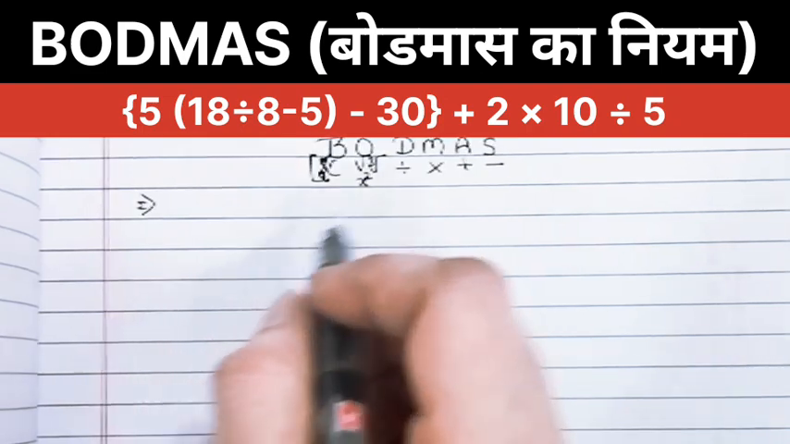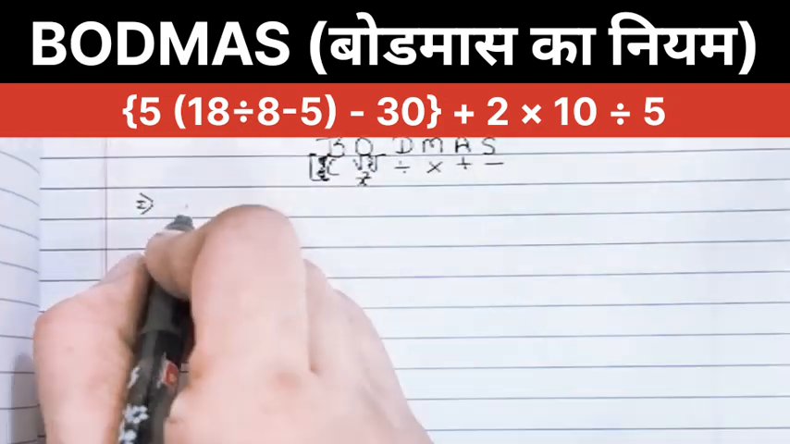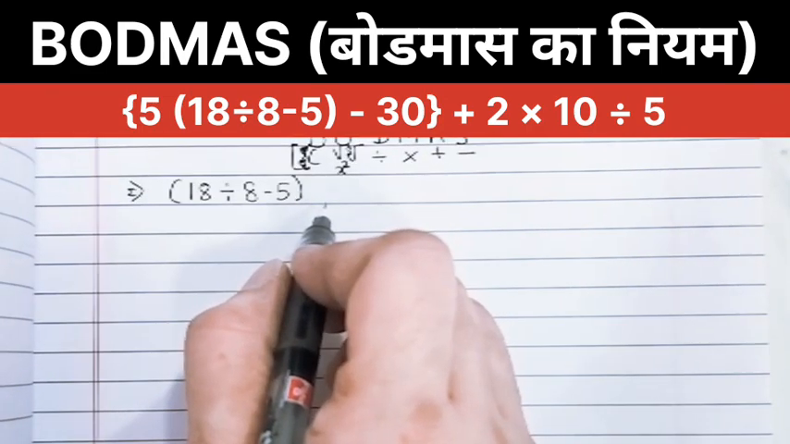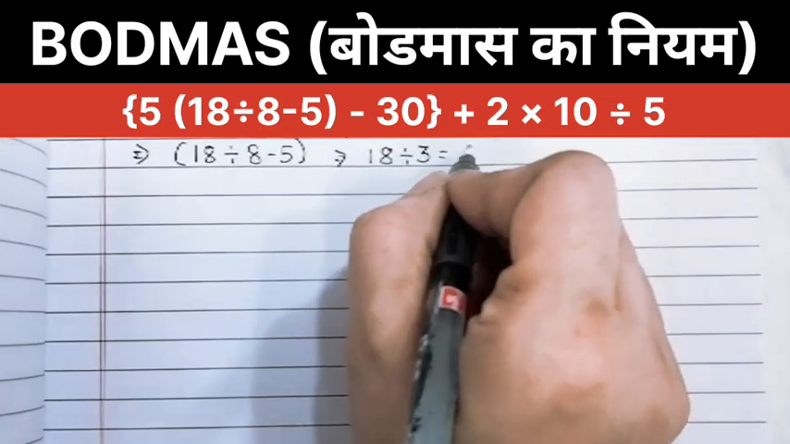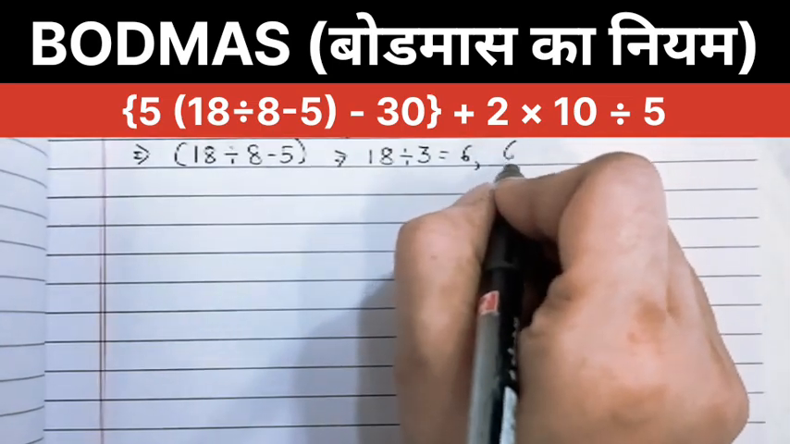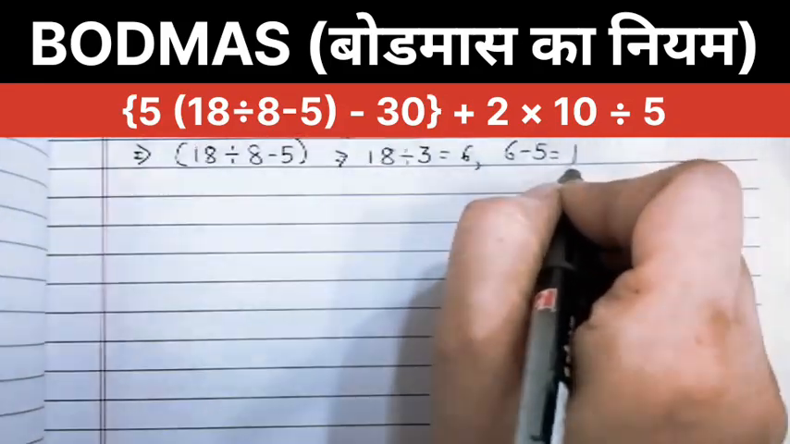Now step 1, solve the innermost parentheses. As you can see here, inside these brackets we follow the DMAS order. We perform division before subtraction. Now the division part, and after that we subtract: the value 6 minus 5 equals 1.